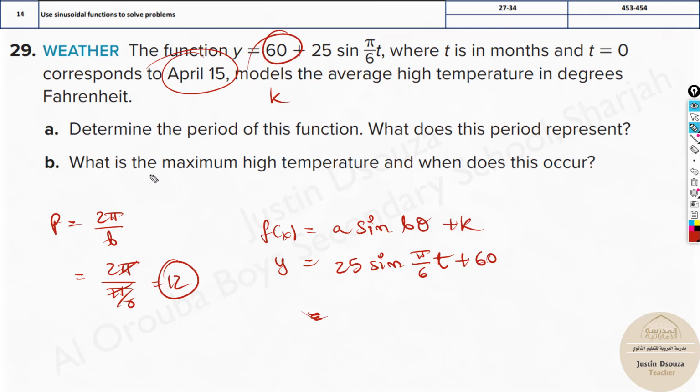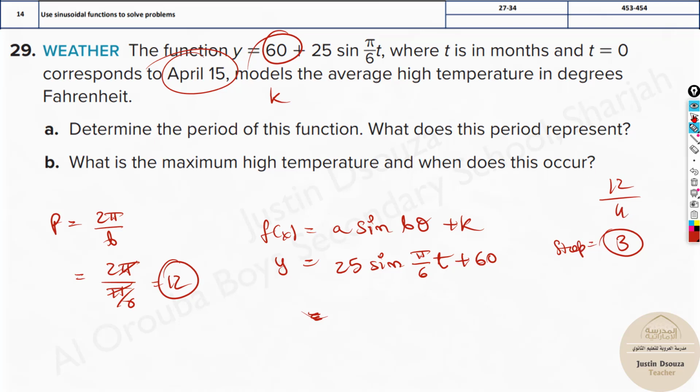So now let's do the second part. What is the maximum high temperature and when does this occur? Now there are different methods to do it by finding the maximum value over here, adding it up. But I feel the best and the easy method is just doing it in the table. Because we know the period, we can find the values, x and y values. Now, always see the period, 12 divided by 4. What is this answer? 3. So this is the step.